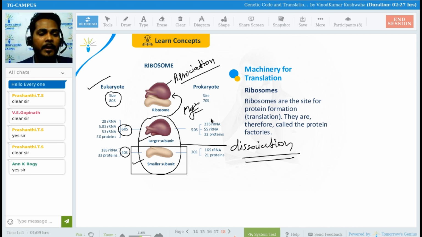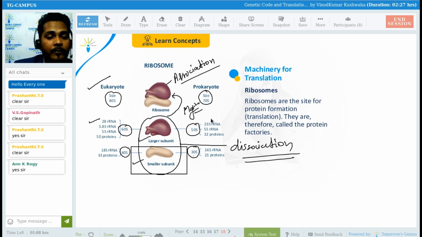Similarly in a prokaryote also, but slightly different. Here you can see, in the prokaryote, the larger subunit is referred to as 50S, the smaller subunit as 30S, and when these two dissociated subunits associate, they form a 70S ribosome. Along with that, you also have to remember the important things, that is, 60S means what? It has 28S rRNA, 5.8S rRNA, 5S rRNA, and 50 proteins.